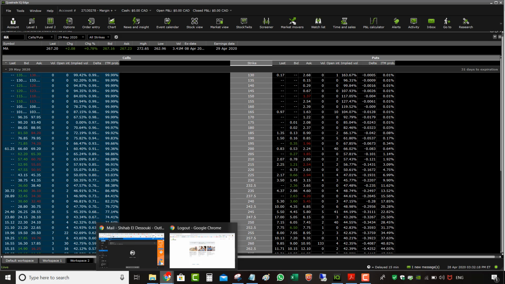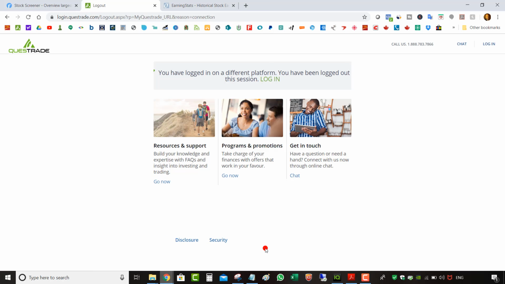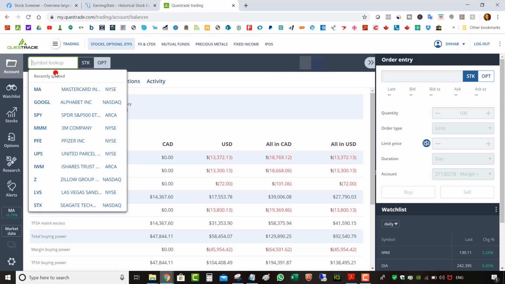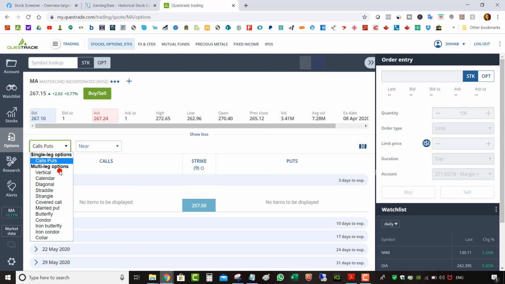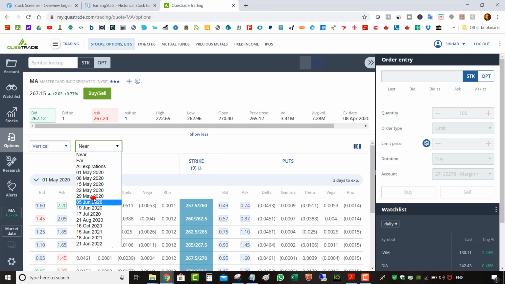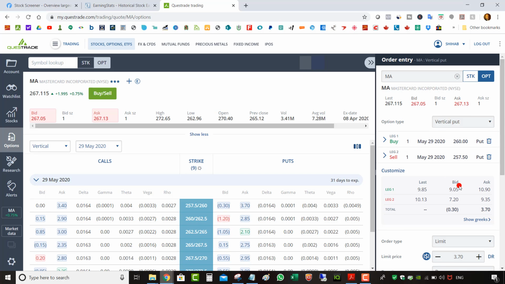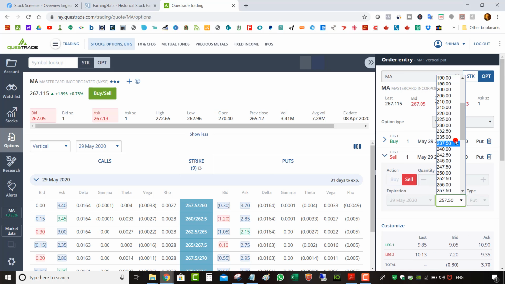So at 18%, that means I would need to collect at least 90 cents for this trade to make sense, probability-wise. So I'm going to log back into Questrade because I don't like using IQ Edge. I'm going to log out of IQ Edge first. All right, I'm going to look up MasterCard again, go to vertical, expiration May 29th. I'm just going to click anywhere here. Order entry shows up. I'm going to choose the 240 strike.